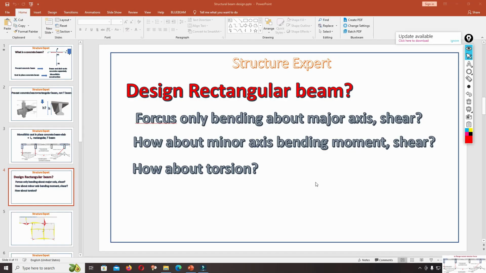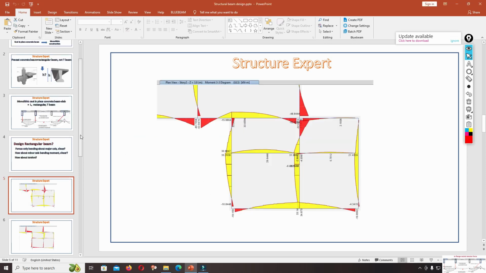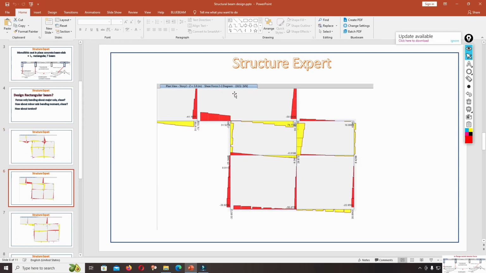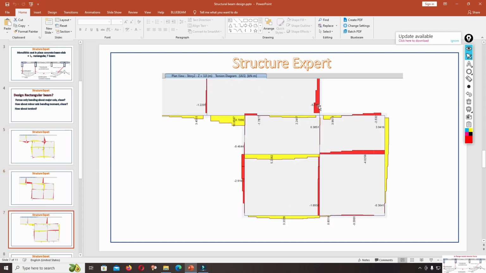In the beam, we do not focus only on bending about the major axis or shear along the major axis, but we are also concerned about bending in both directions, the minor and the major axis. Do not forget to check the torsional force on the section. In this example plan view, we have the moment about the major axis, shear along the major axis, and the torsion. You see here, we must take torsion into account in design.